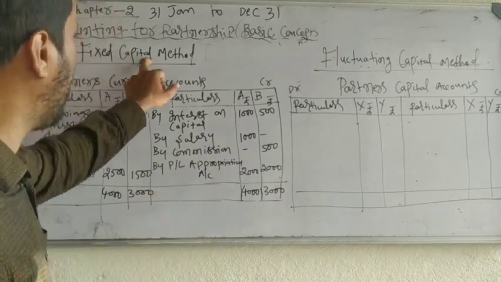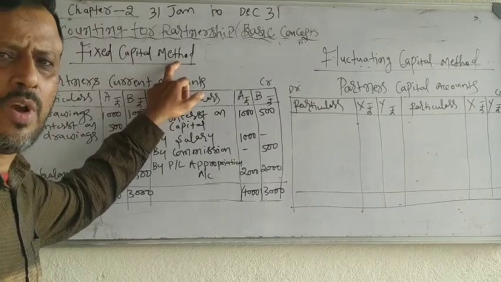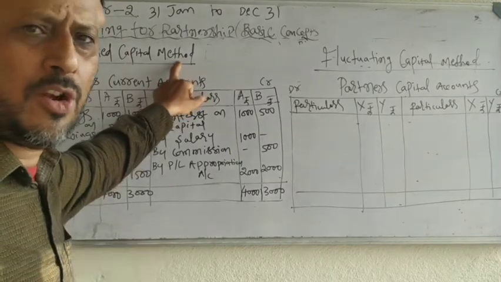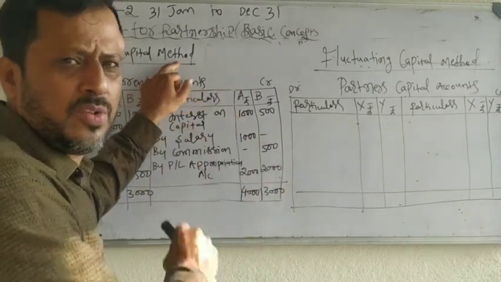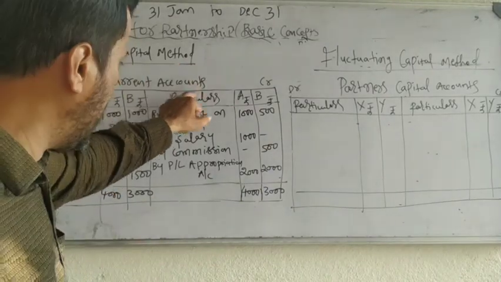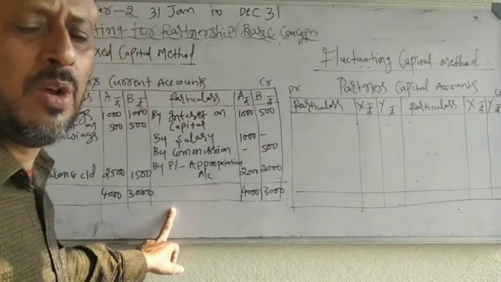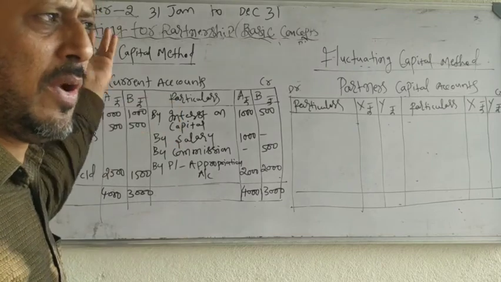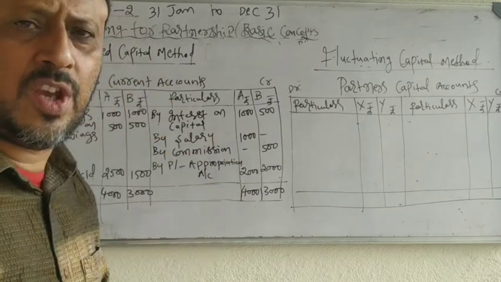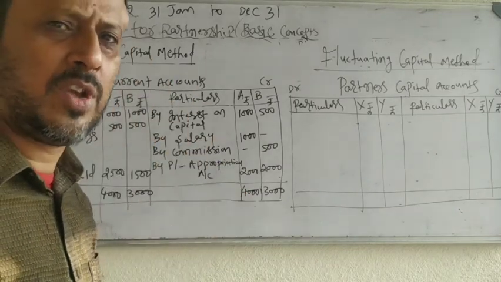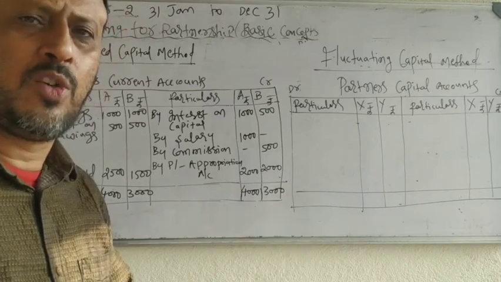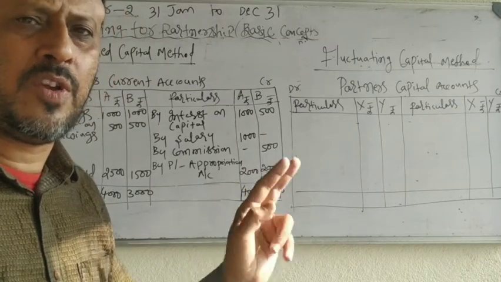Okay, this is the fixed capital method. Under the fixed capital method, what you have to do? Capital balance is recorded in partners' capital accounts. All other adjustments were recorded in partners' current accounts. Because of this, the capital balance remains fixed year after year. This is the meaning. You will get the meaning also for 2 marks. What do you mean by the fixed capital method?